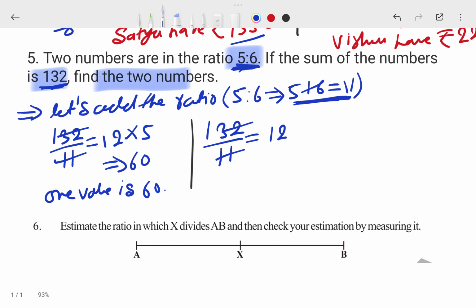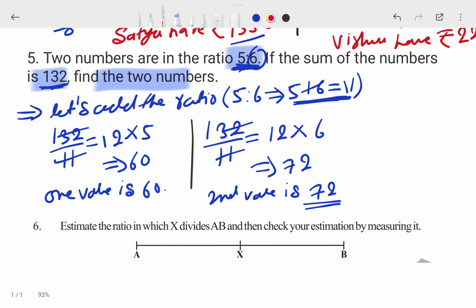Now what is the other ratio? 6 is there, multiply here 6. If you multiply this one, what you will get is 72 only. So the second value is 72. This is your answer. This 72 and 60 is your answer. It's a very simple question, nothing is hard in this one.